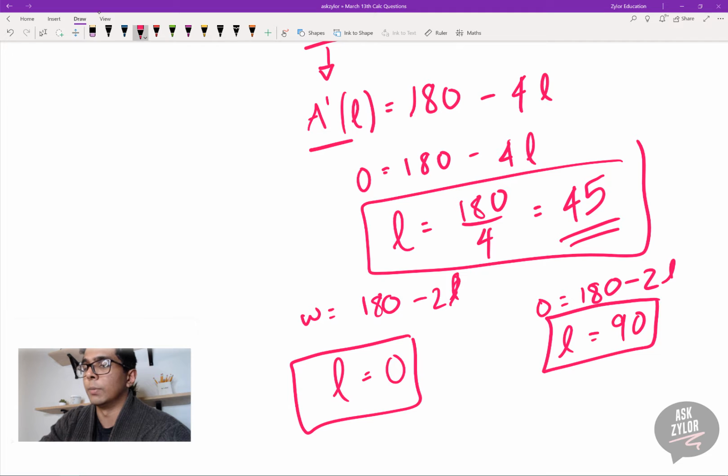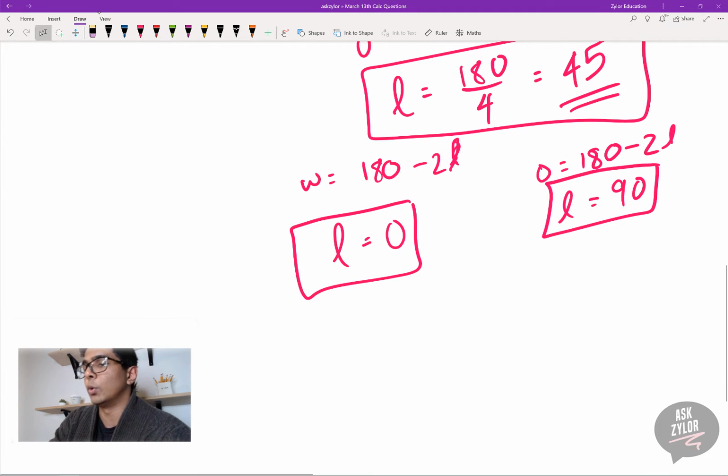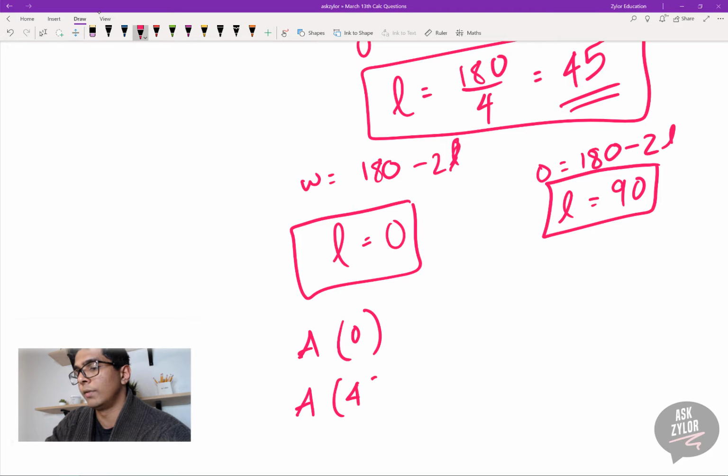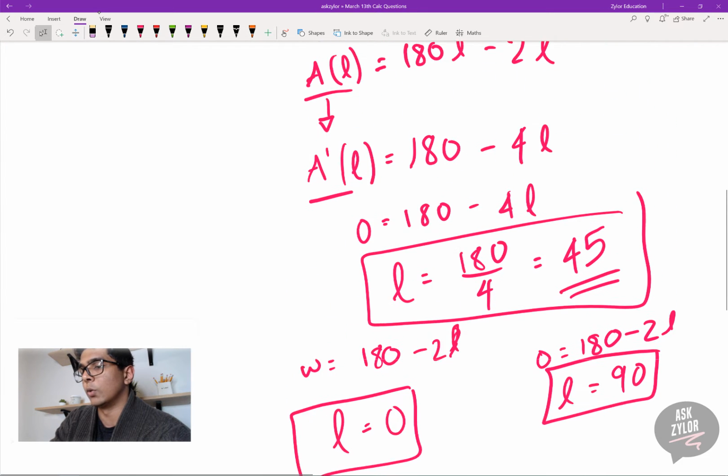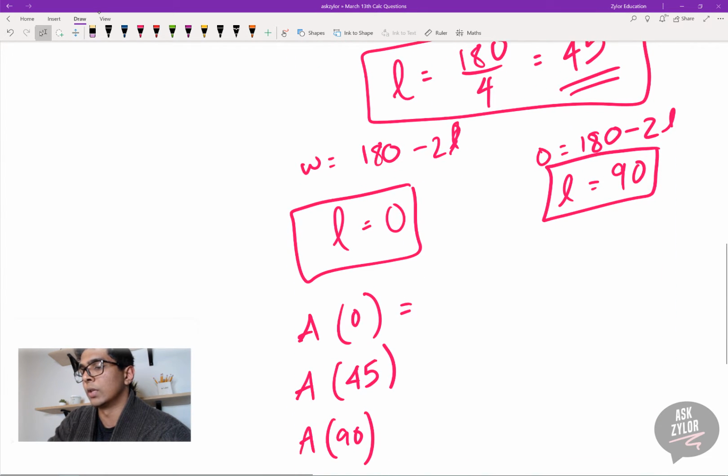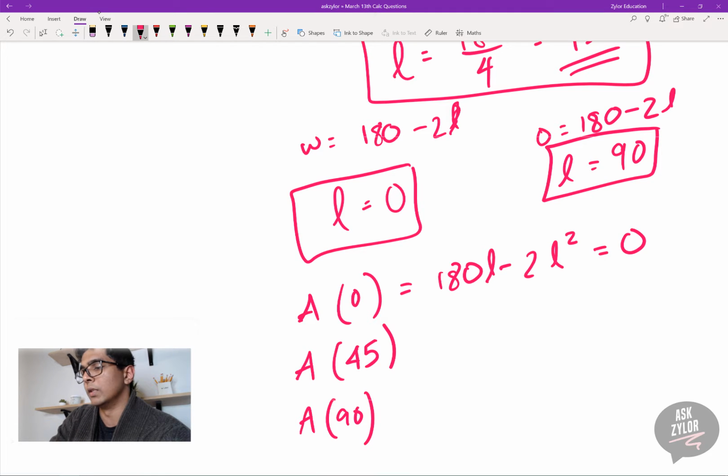I'm trying to find maximum area, so I have 3 points I need to check. I need to check when L is equal to 0, when L is equal to 45, when L is equal to 90. So I'm going to plug all this into my area equation, which I did earlier. So it was 180L minus 2L squared. When I plug in 0, I get 0. When I plug in 45 into this, I get 4050. Then when I plug in 90 into this, I again get 0.